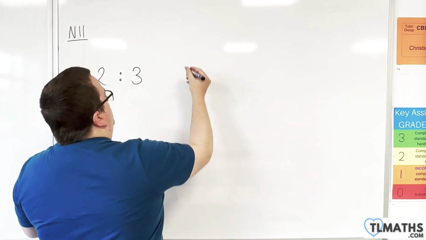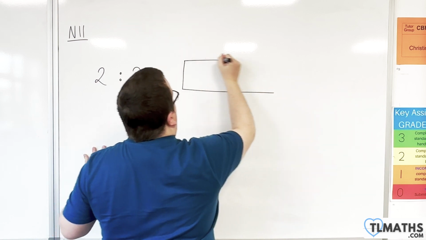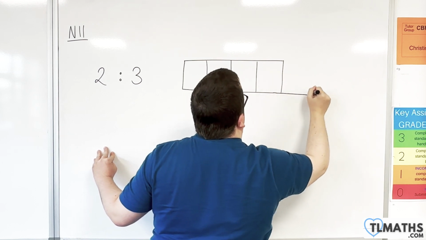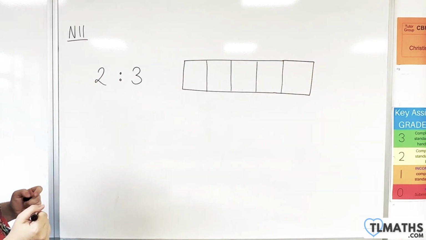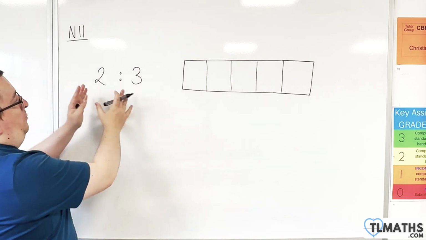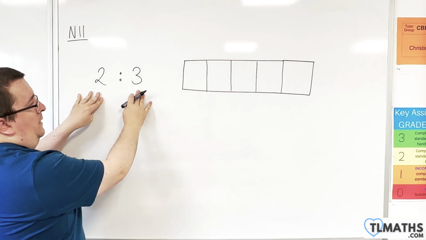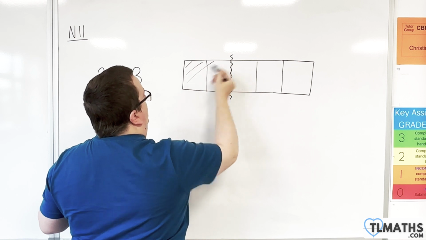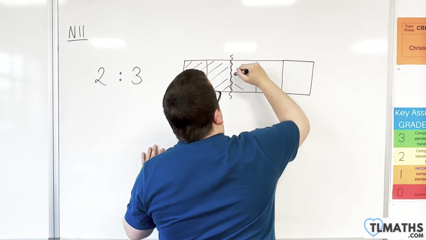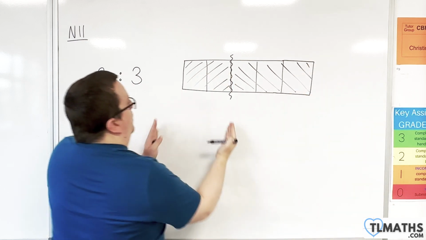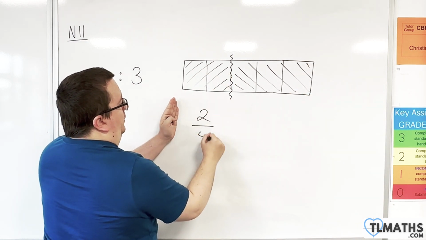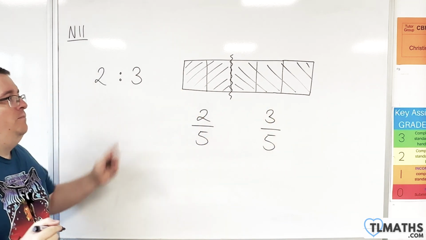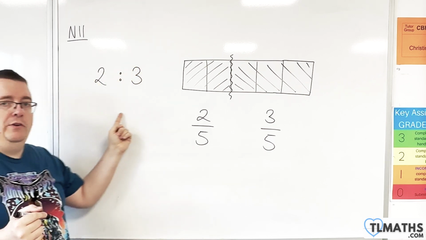Okay, so what you want to do is you want to imagine it as a series of blocks, if you like. So 1, 2, 3, 4, 5. Okay, and what you have here is it being split up in the ratio 2 to 3. So you've essentially done this. You're splitting it up into 2 and then 3. So on the left hand side we have 2/5, and on the right hand side we have 3/5. So that is what this information holds.